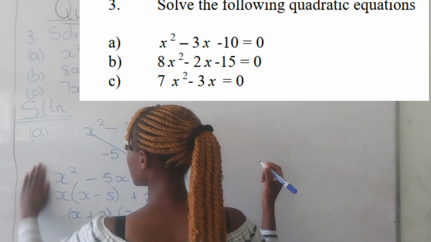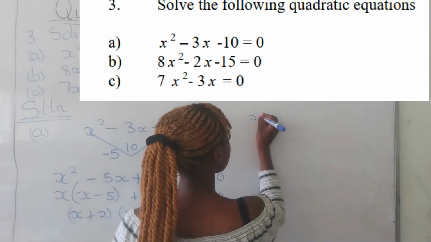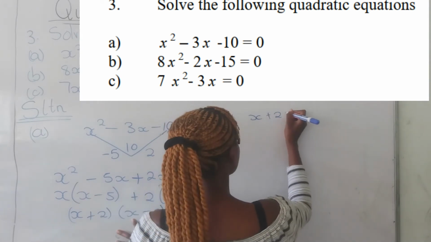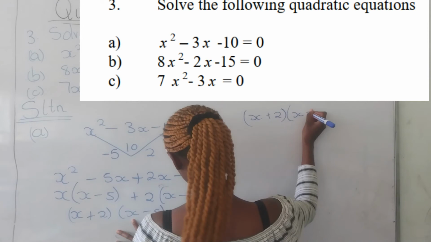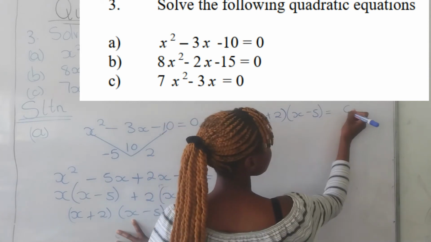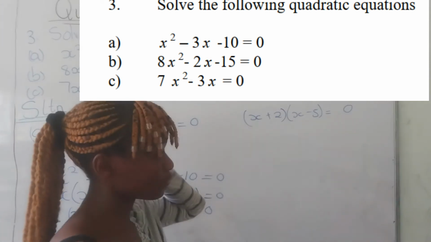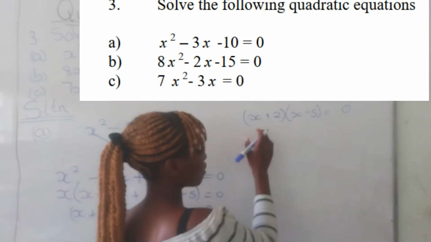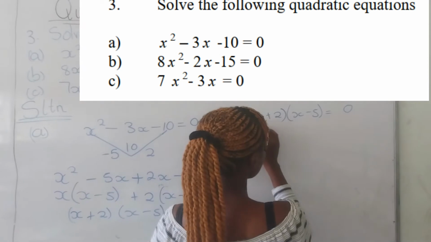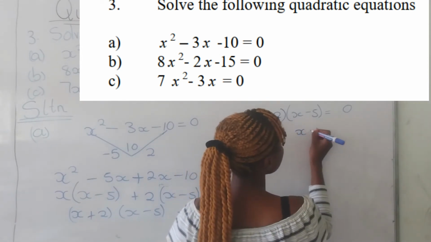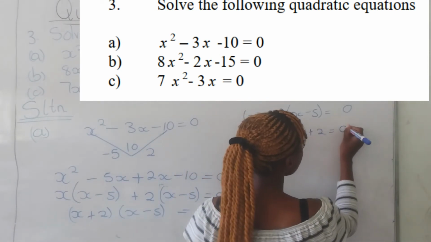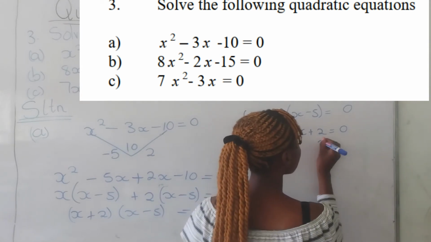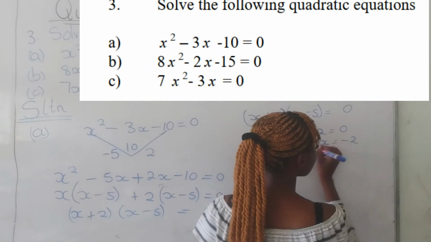So here we obtain x plus 2 bracket x minus 5 is equal to 0. We simplify this. If there is an equal sign here, you will have to simplify and find the actual values of x. So for the first part, we say x plus 2 is equal to 0. Second part, and we simplify. If we put our 2 here, it's going to be x is equal to minus 2.